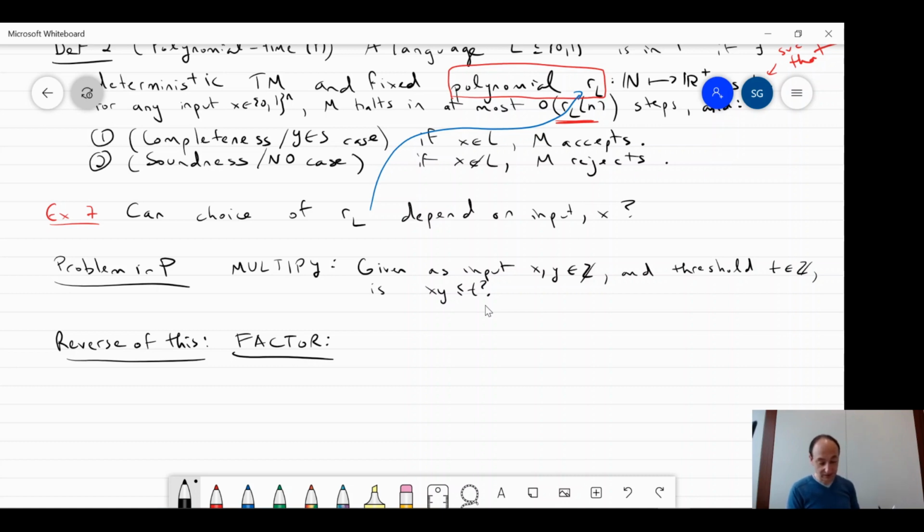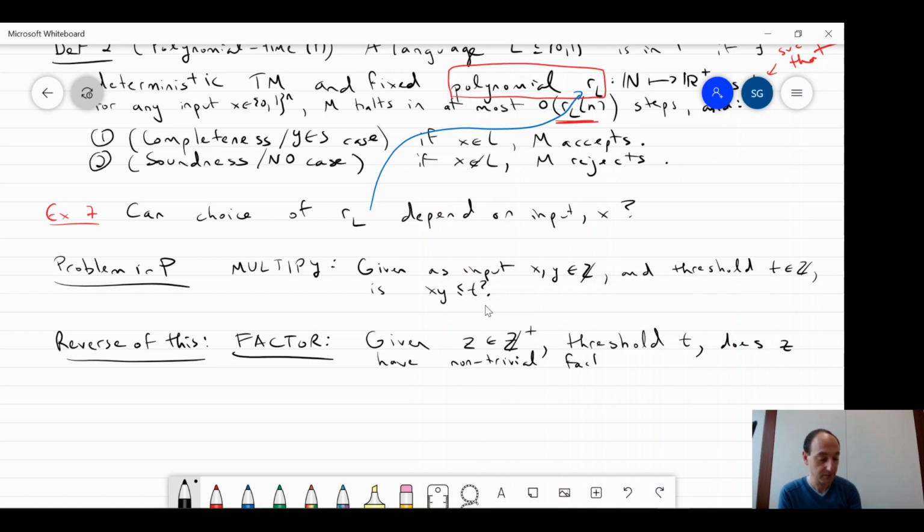Okay, and this is the following. Now the opposite, right? I'm giving you an input z that's an integer. Let's just assume it's positive. It could have been a natural number, of course. And you're also given a threshold t. You ask, does z have a non-trivial factor, meaning it shouldn't be 1, less than or equal to t?